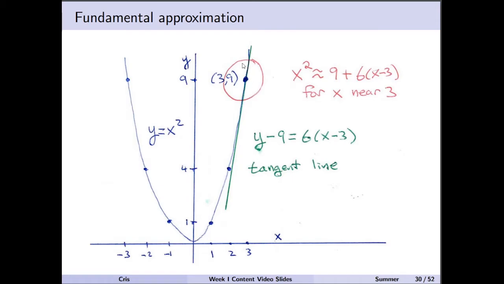Right near here, you can hardly tell the difference between the curve and the tangent line. And x squared, the y-coordinate of the curve, is approximately equal to, it's a good approximation, the y-coordinate of the tangent line, 9 plus 6 times x minus 3. Okay, now we'll do an example.